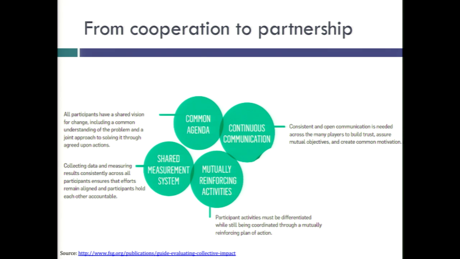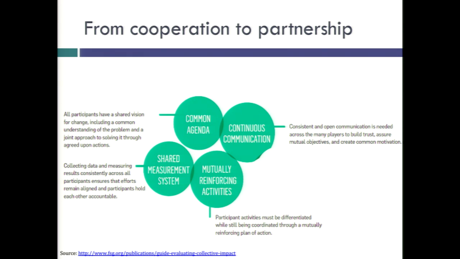Great. So I just kind of threw this in there in case it's useful. This is from a document that focuses on what is needed to move the needle from, say, two organizations that are different cooperating with one another to actual partnership. And some of the necessary ingredients are having a common agenda for the issue. So both groups or multiple groups have to have a shared vision for change and a common understanding of the program and issues from both or multiple perspectives, and then a joint approach to solving it.